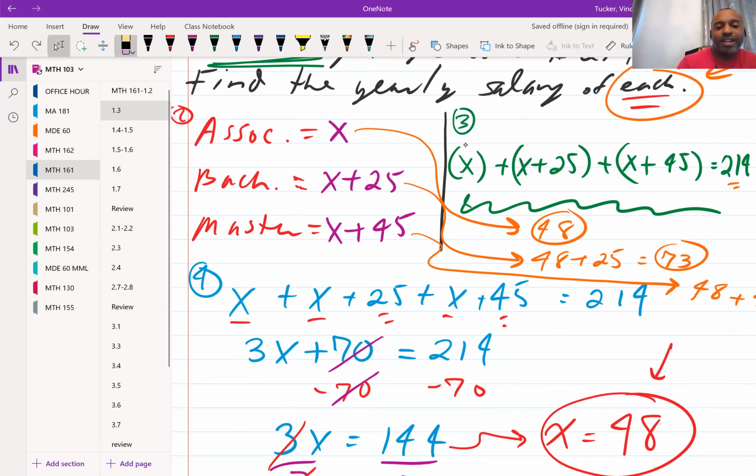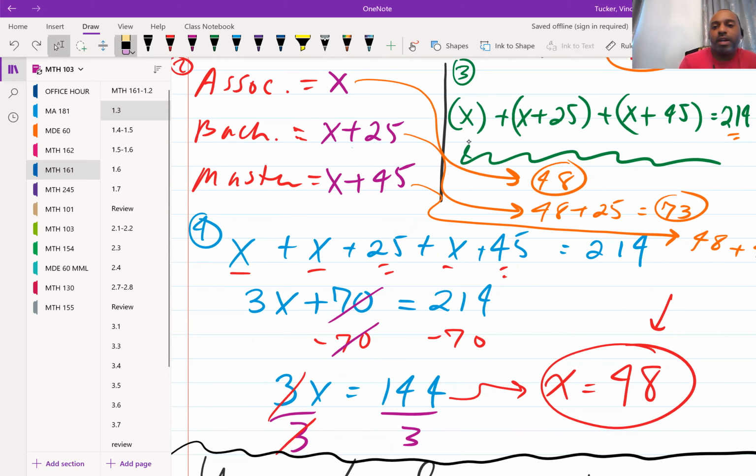So I don't know if you guys saw in the chat, your classmate was correct that 3x plus 70 is equal to 214. And then divide both sides by 3, x is equal to 48. So make sure we're okay with that 48 before we finish off the problem.